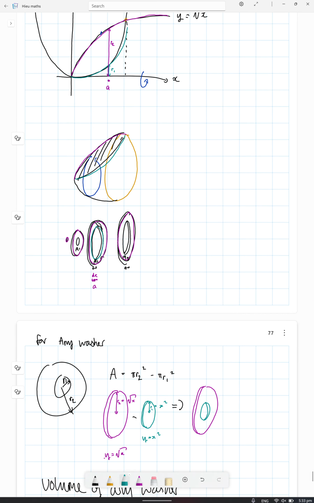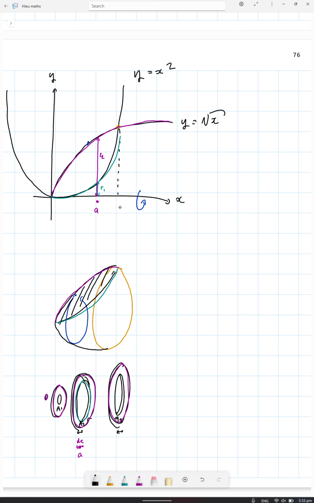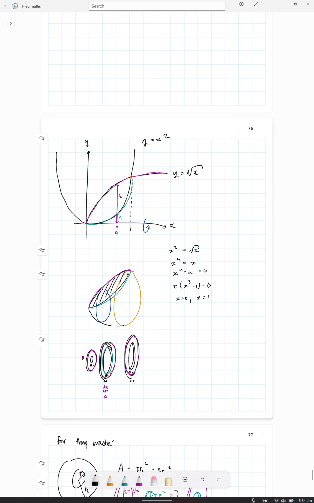I forgot to tell you guys that this intersects at 1. Sorry guys, where x squared equals root x, right? Then we can square everything, x^4 equals x, and then x^4 minus x equals 0. So x(x^3 minus 1) is equal to 0. So x equals 0, which is this point here where they intersect, and x equals 1, and 1 is this point here.